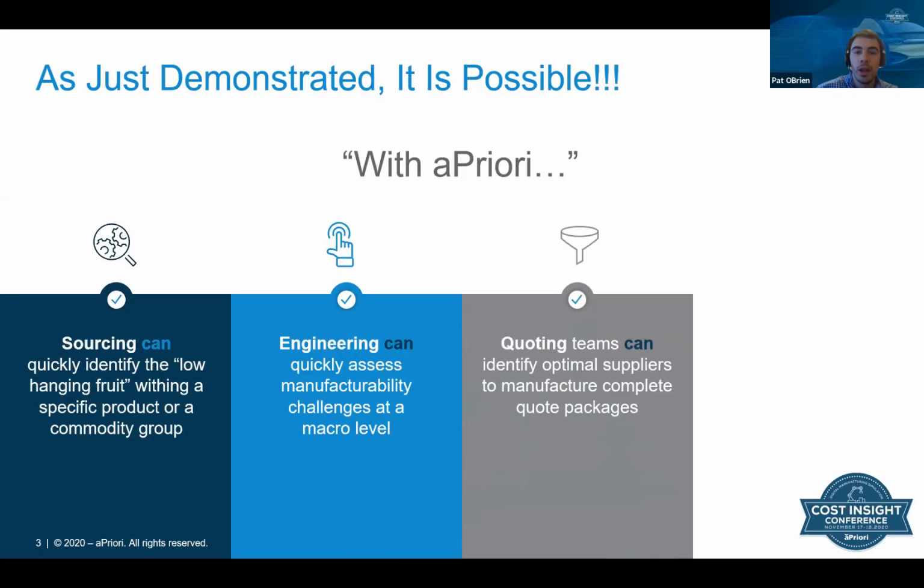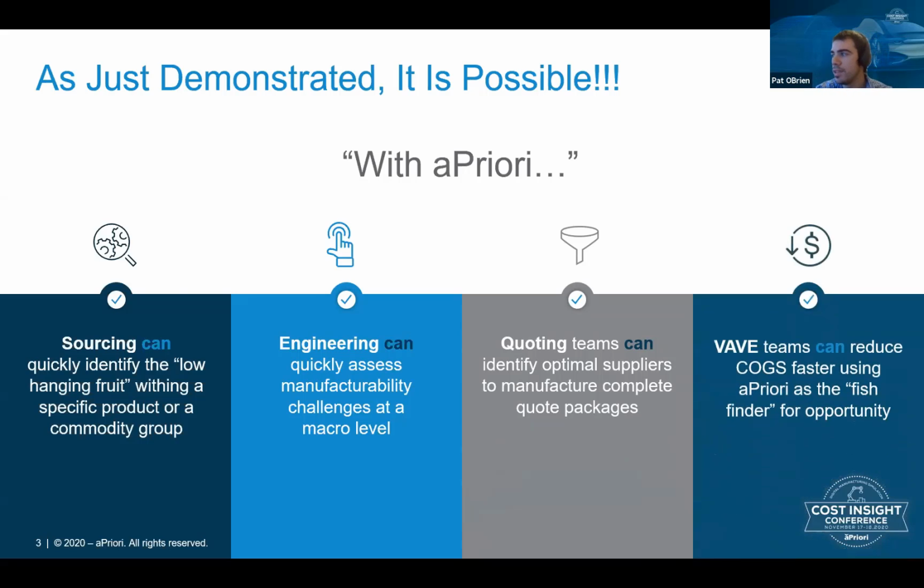Your quoting teams can identify the optimal suppliers and really understand quickly whether or not there's going to be bottlenecks associated with pushing out this new bid package. And your VAVE teams are really able to reduce your COGS faster and use aPriori as that fish finder. Dig in there, understand really rapidly and quickly which parts are going to be the most bang for the buck for our team to actually go after on both redesign, requote, renegotiate.